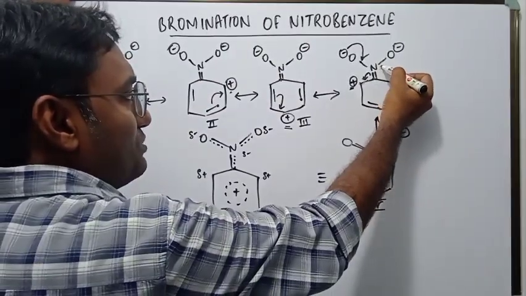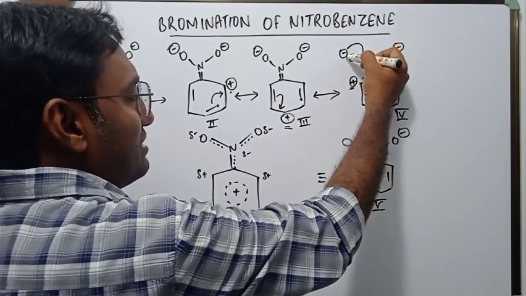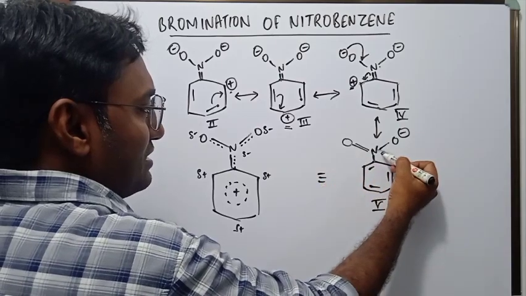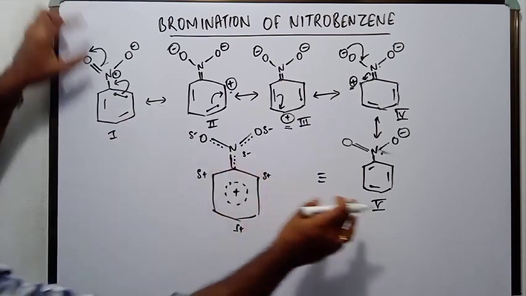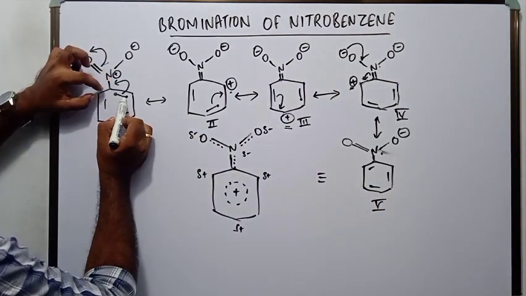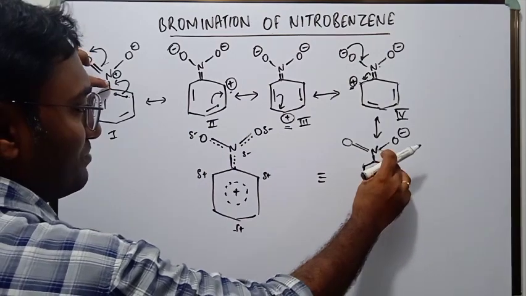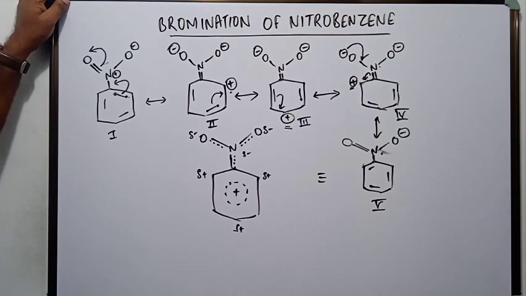nitrogen gets positively charged, so it will take the electron pair that it has given to oxygen, so the electron pair is back to nitrogen. Right? So now one complete round has taken place. This double bond which was initially here has come now here.